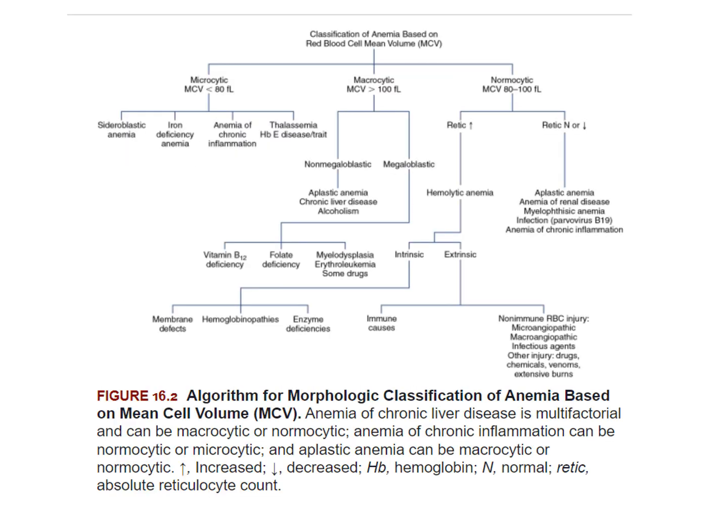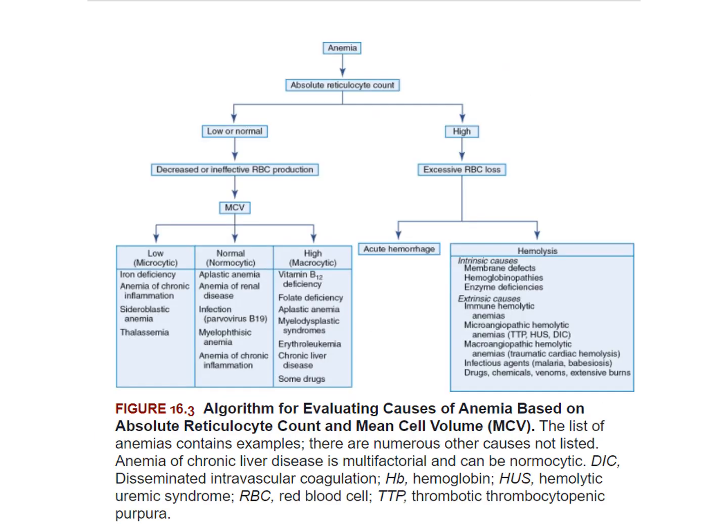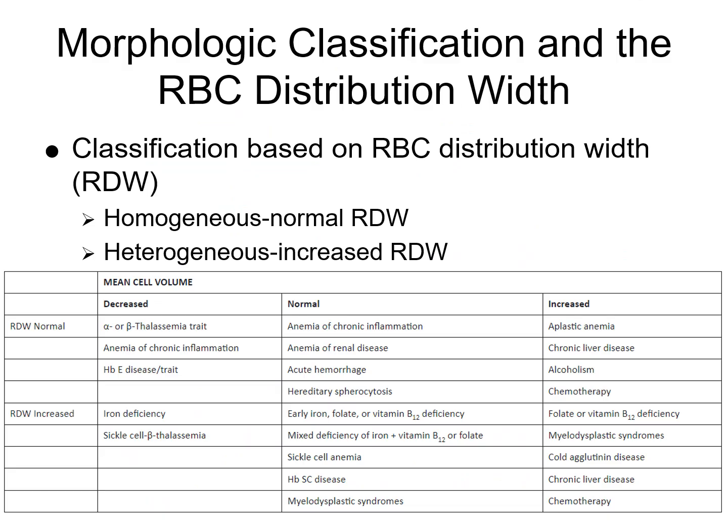This is the algorithm for how you would classify anemia based on the MCV. This is another algorithm for evaluating the cause of anemia based on the retic count and the MCV. This is how we would classify the red blood cell distribution with the morphology for anemia.